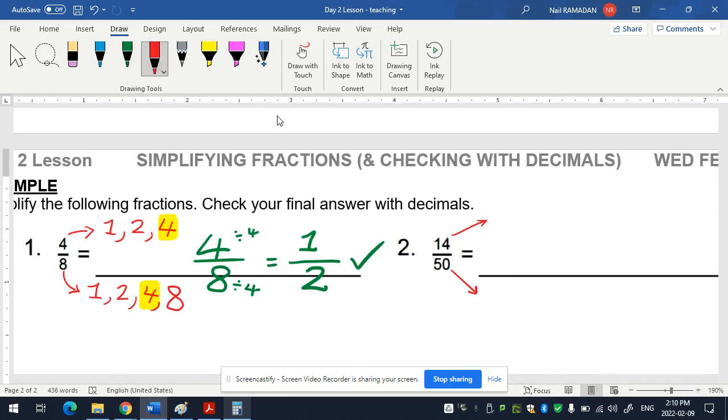14 and 50. What's the first number on the list? Always, always 1. I want you to be organized. 1. Do you think 14 is an even number? It is. So what does it accept? It accepts a division by 2. So 2 is on the list. Do you think 3 works? Why? Use the trick. 1 plus 4 is what? 5 does not divide 3.